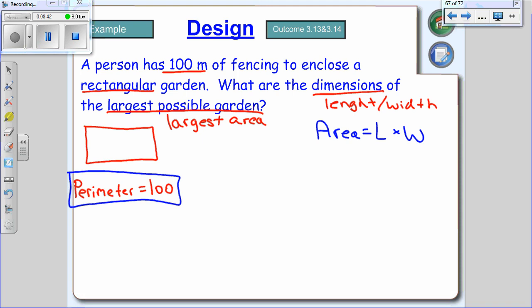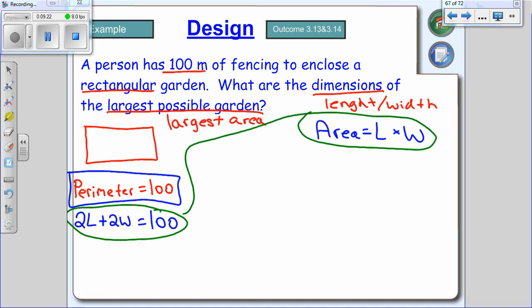What's your formula for perimeter? Oh, you're thinking harder. Perimeter is 2 lengths plus 2 widths. Perimeter is the distance around the outside. If I went length plus width, it would equal 100 meters. You have to somehow take the info they gave you, the perimeter, and link it to the area formula.